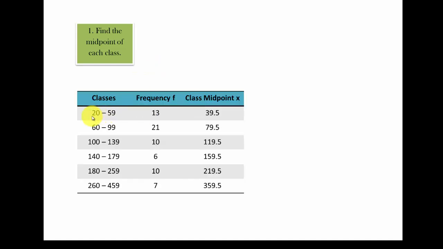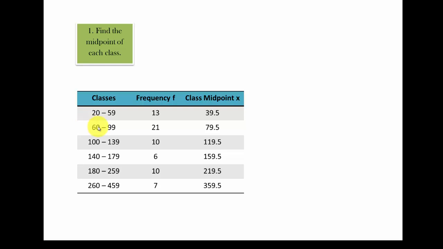For the first class, we add up the lower class limit 20 with the upper class limit 59 and divide by 2. We get the midpoint 39.5. Now remember, we are assuming that all 13 values that go in this class are equal to the midpoint value 39.5.